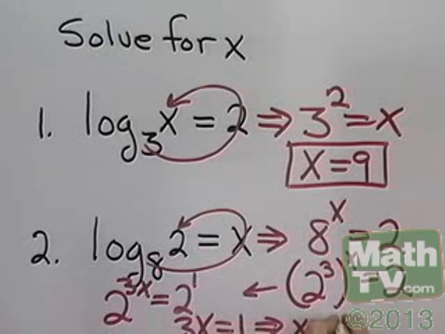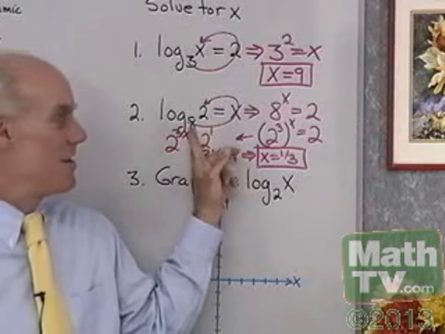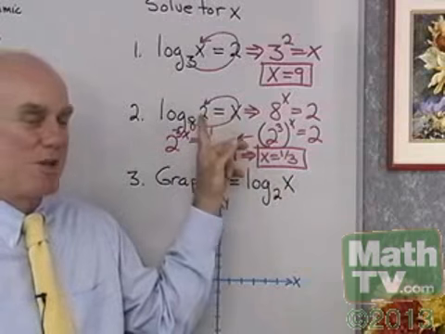So x is equal to 1/3. Sorry that's so messy, but the idea is the same. I have this logarithmic form right here. This base 8 raised to this exponent x must be equal to 2.